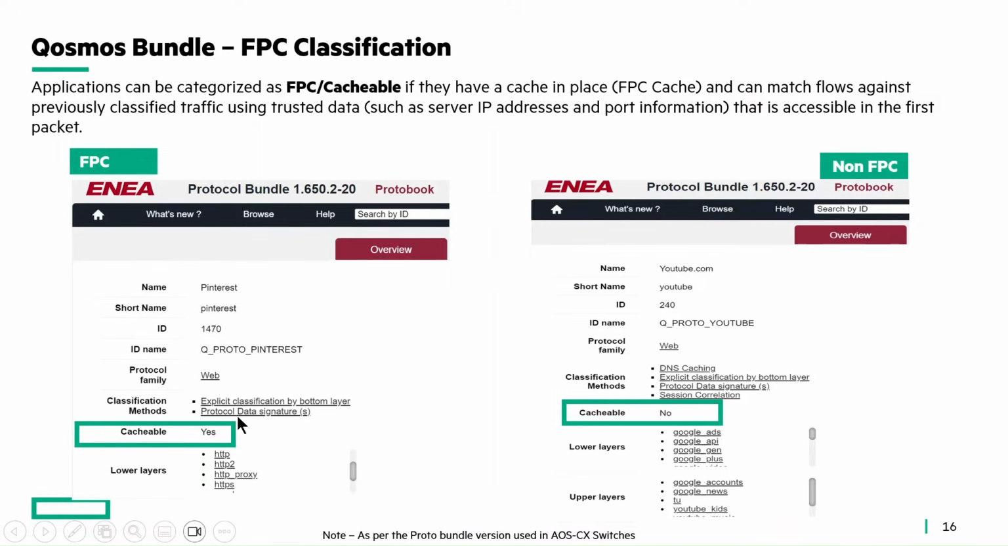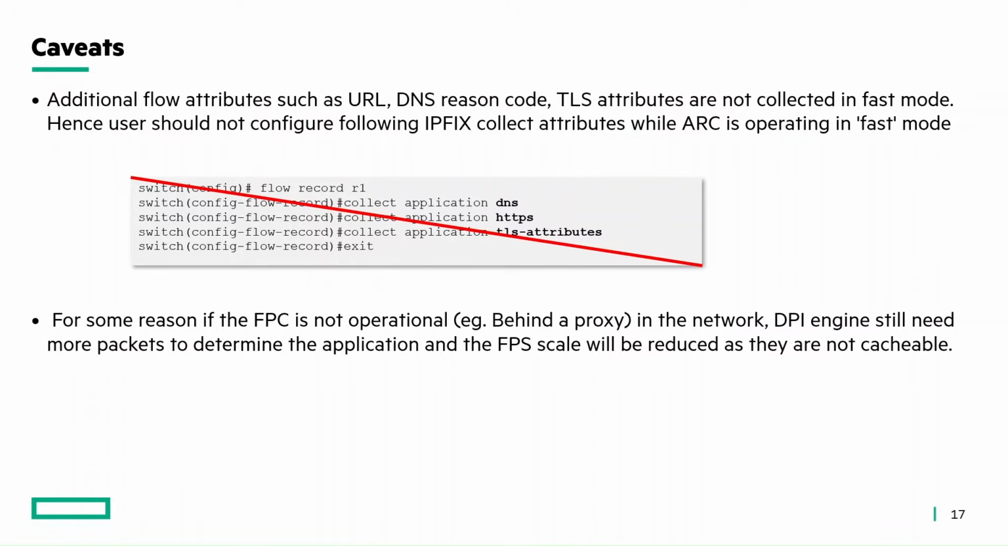Here is the list of caveats to be noted for this feature. Foremost will be the additional attributes in the flow record. The user should not configure additional flow attributes in the flow record such as URL, DNS reason code and TLS attributes, as these attributes will not be collected in the fast mode.